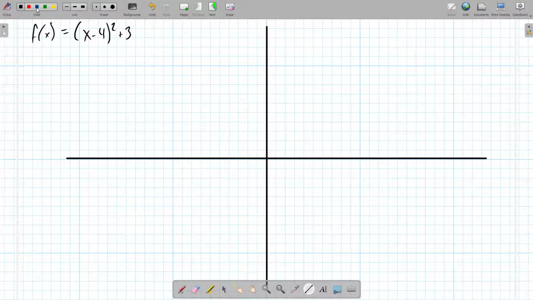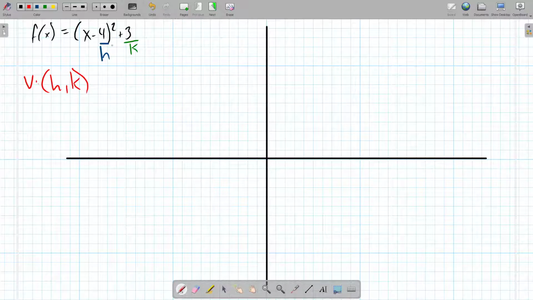So this form has what we're going to call the H and K. The H is on the inside in the parenthesis, and the K is on the outside of the parenthesis. The vertex is going to be at the point H, K.